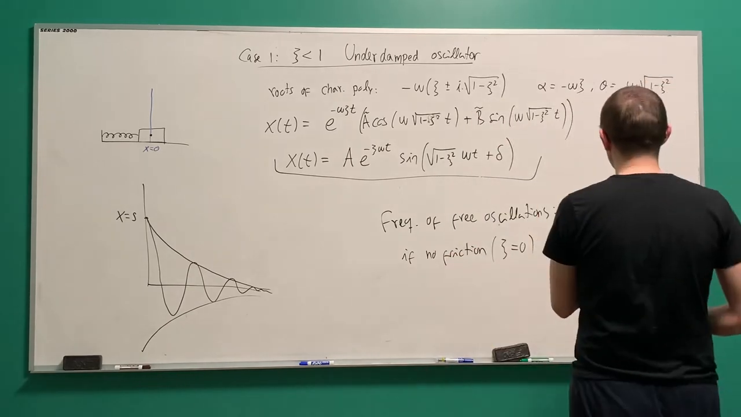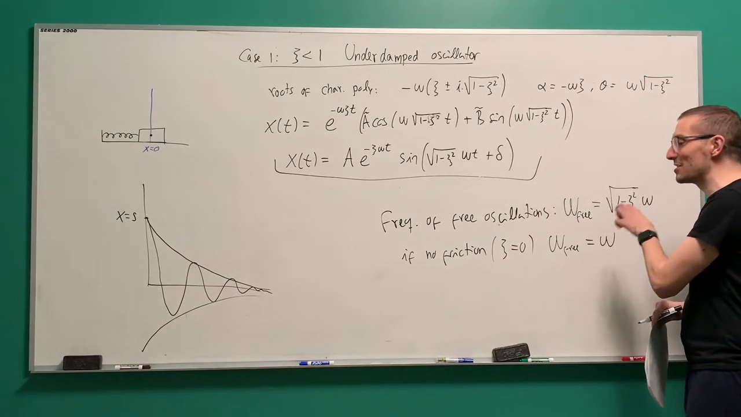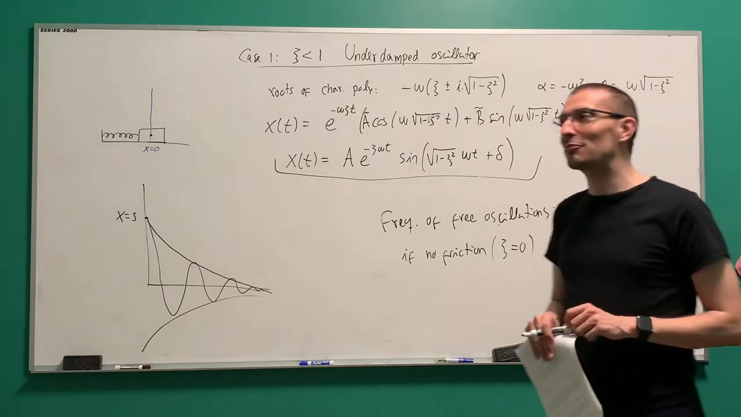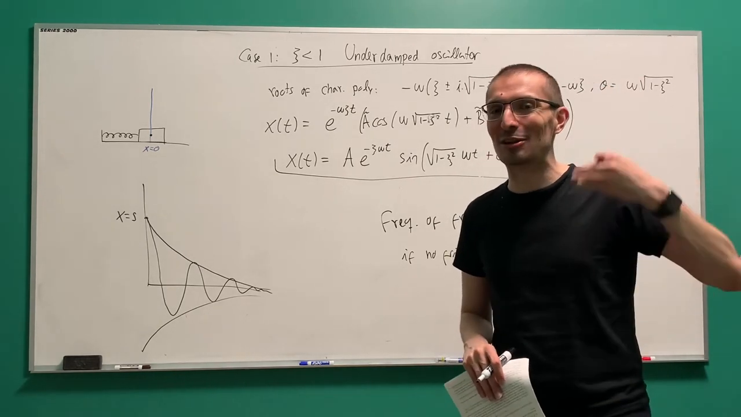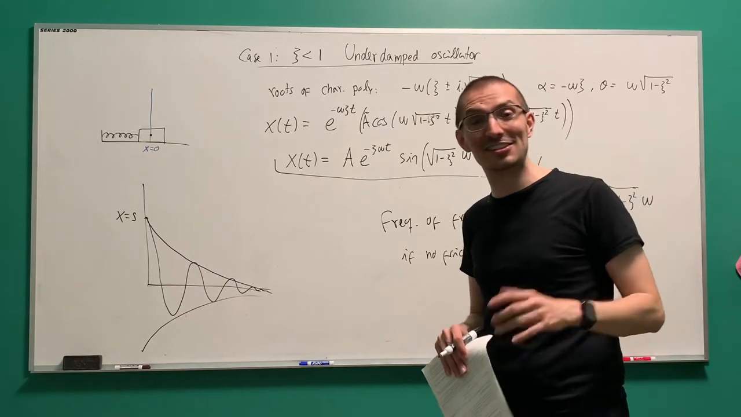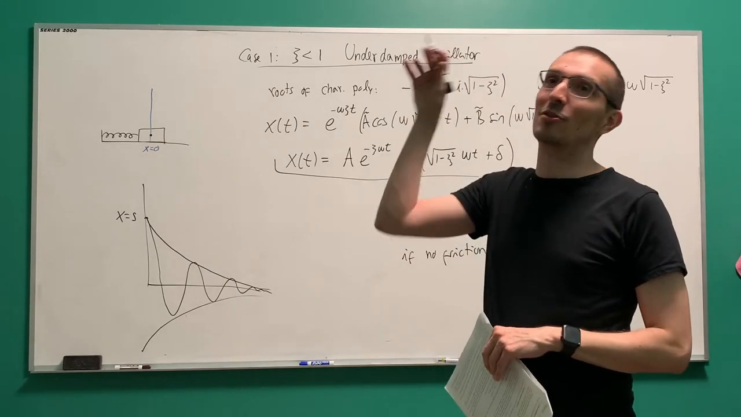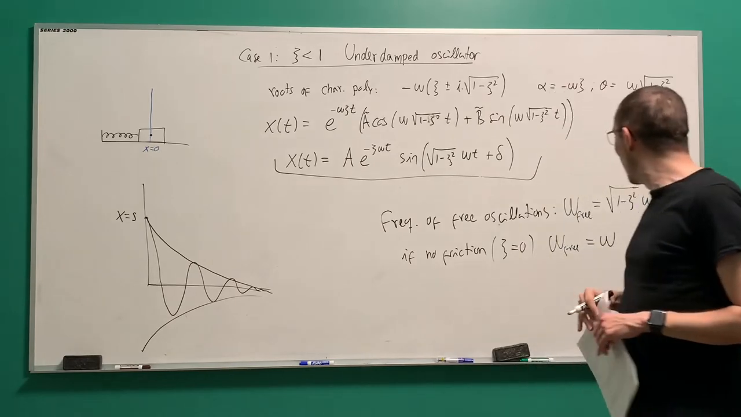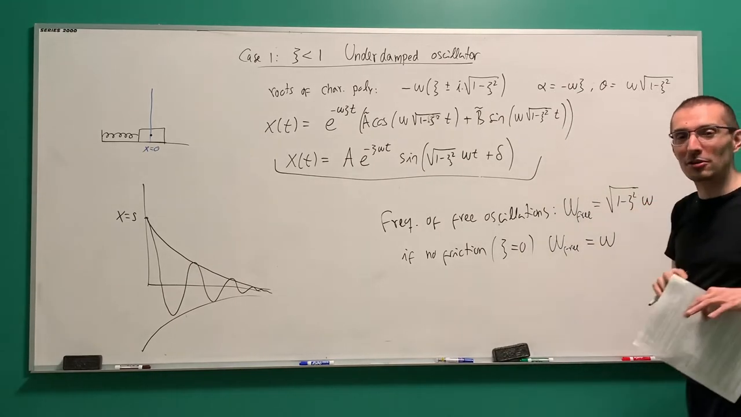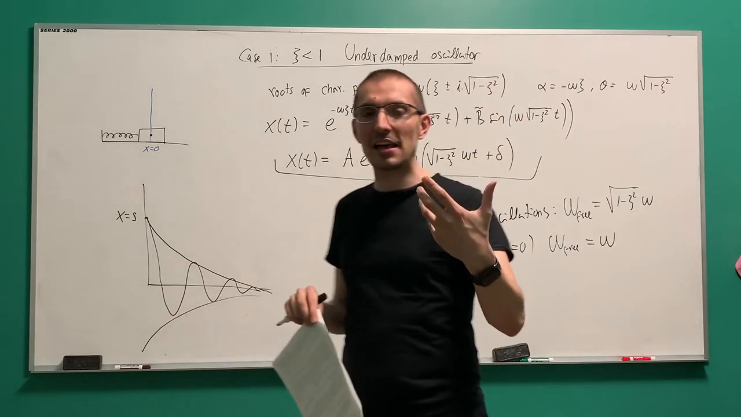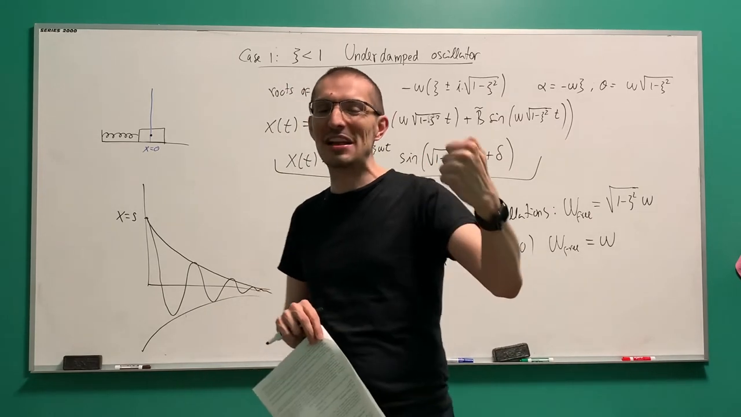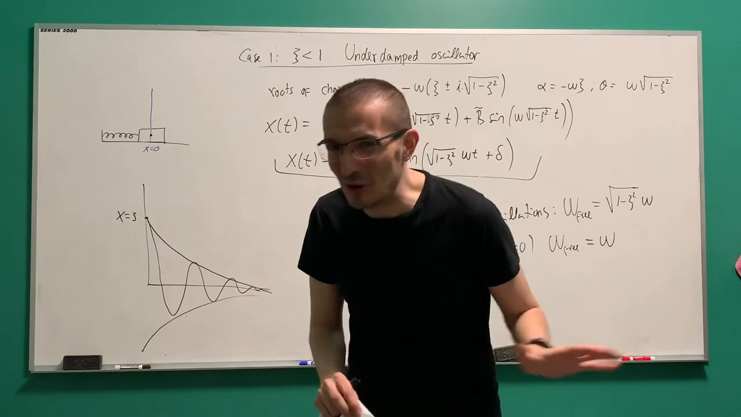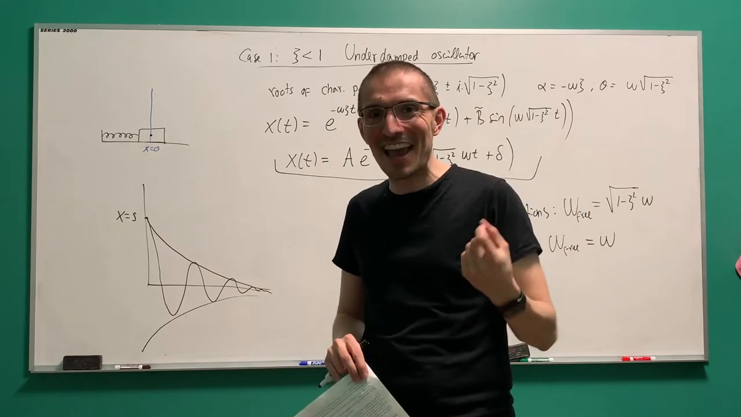So the natural frequency of the oscillator is not the frequency of free oscillations; it is the frequency of free oscillations if there were no friction. In an LC circuit, it would be 1 over the root of LC. This is important because in popular science, people talk about the resonance frequency, the natural frequency, and how when you match it, you have resonance. That's not true. We will actually see the exact thing.